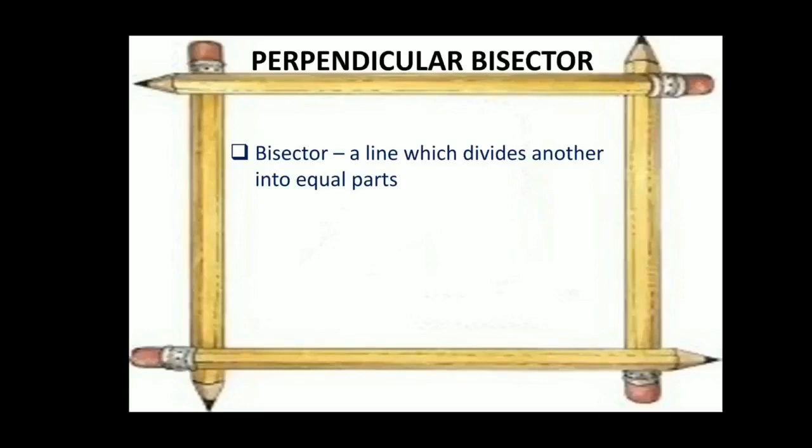Okay. Similarly, what is the meaning of perpendicular? Yes, it is 90 degrees. So together, when you say perpendicular bisector, what will it be? Yes, a bisector which makes an angle of 90 degrees is called a perpendicular bisector. So here you are going to learn about lines only, not angles. This topic is about lines.